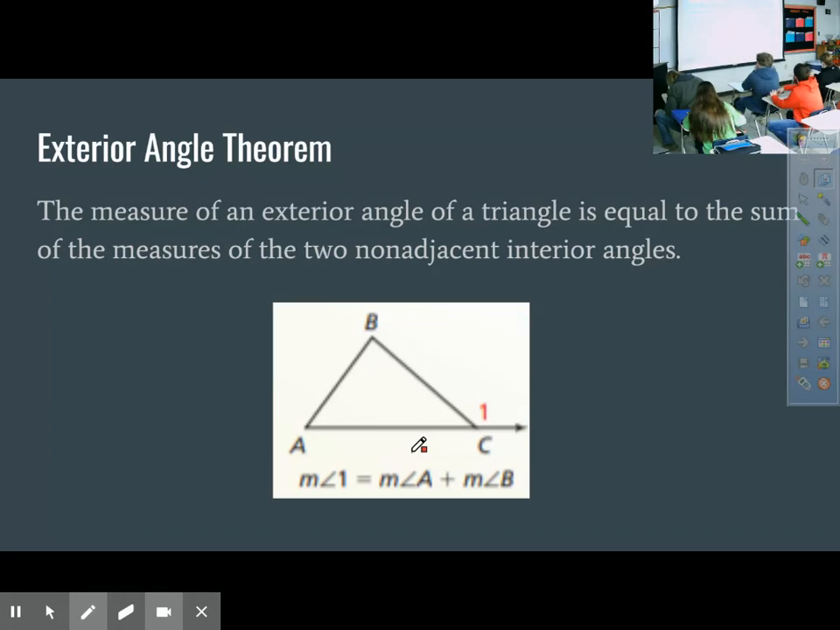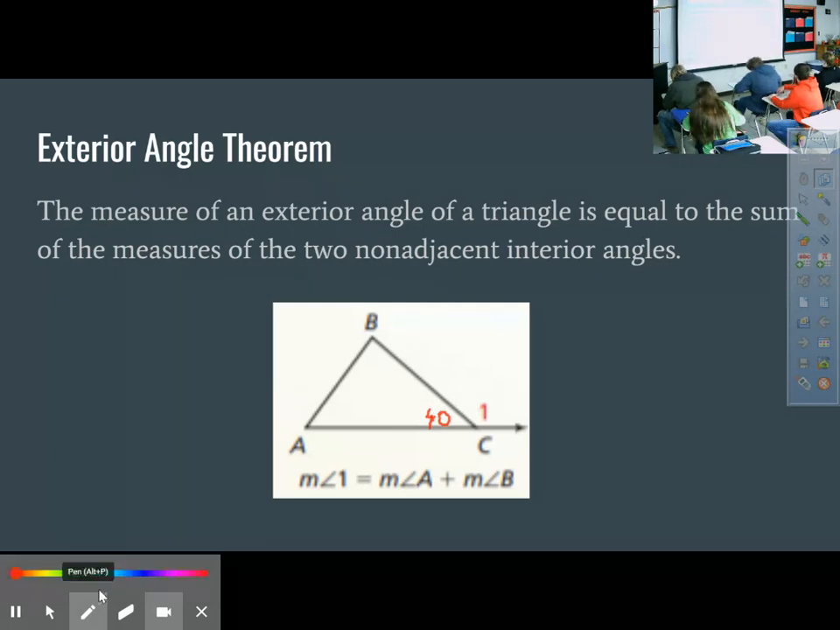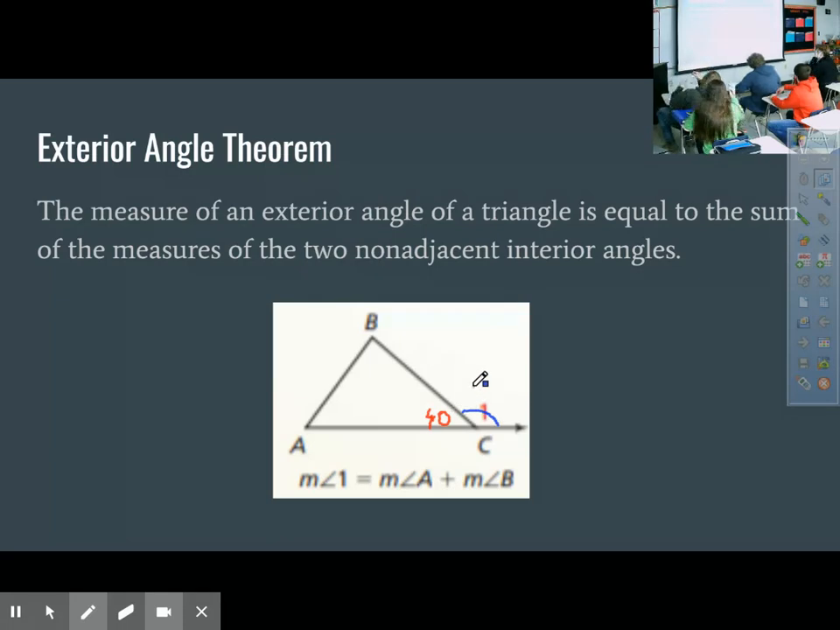Alright, so to put this into numbers, to make a little bit more sense. Let's say this interior angle here at C is 40 degrees. Well, these two with the exterior angle form a linear pair, which means they add up to 180. So if this one's 40, how much is this exterior angle going to have to be? Okay, so, 140 degrees, because they're a linear pair and they have to add up to 180. Well, 140 plus 40 is 180.